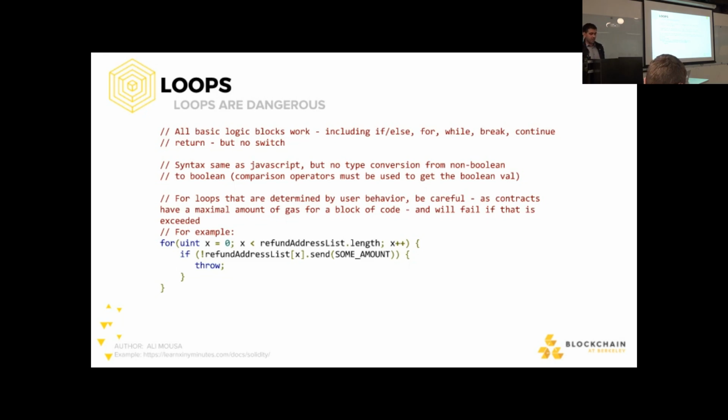We have another example here, which is that if a lot of people want to get refunds, and there's a giant list of people that want those refunds, the loop is going to keep going through that list, and if it fails when the gas is exceeded, then people won't get their refunds.